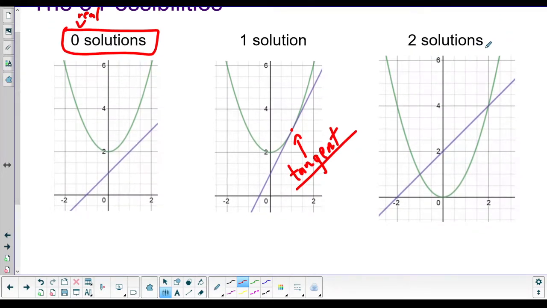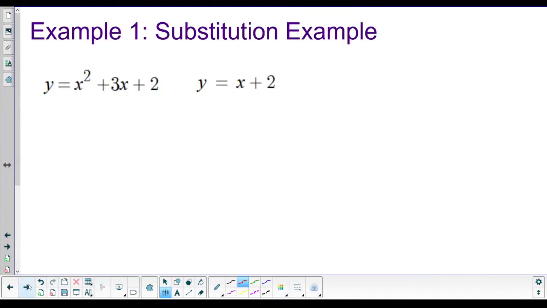All right. Two solutions. This is like the most common one. You've got a parabola. This line goes through. It's going to hit in two spots. This doesn't have a fancy name. This is just what usually happens. Cool. All right. So let's go look at some examples.